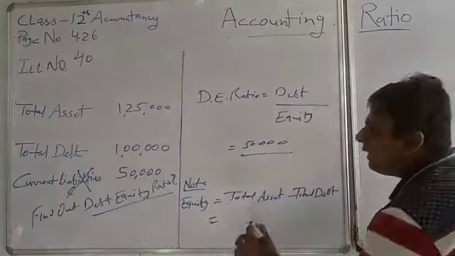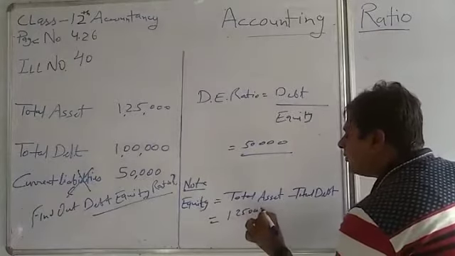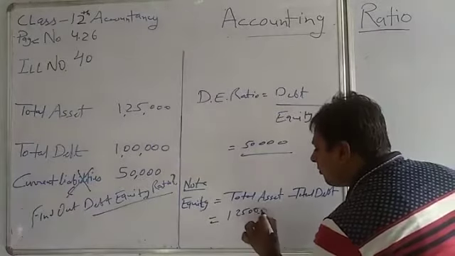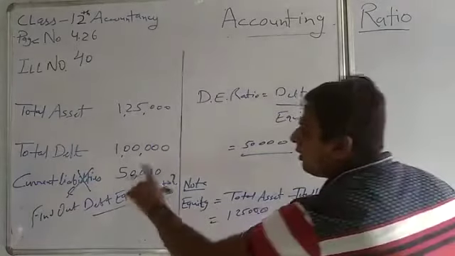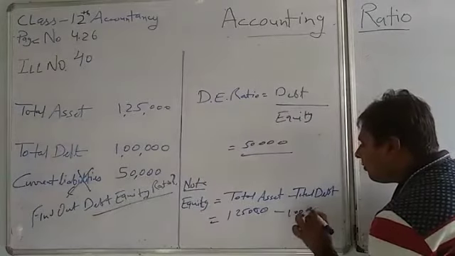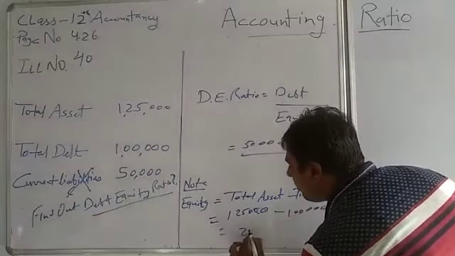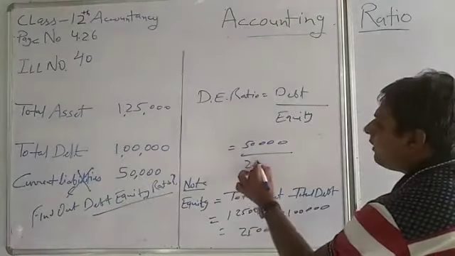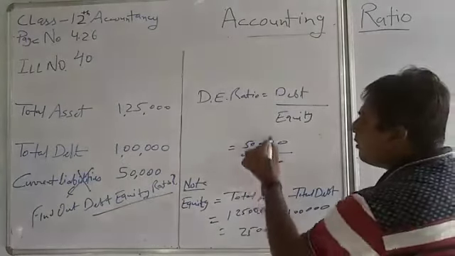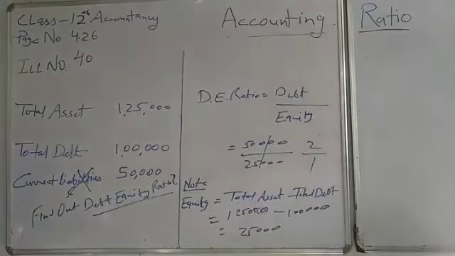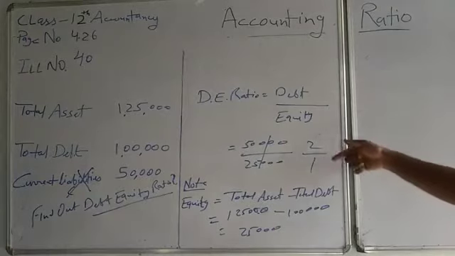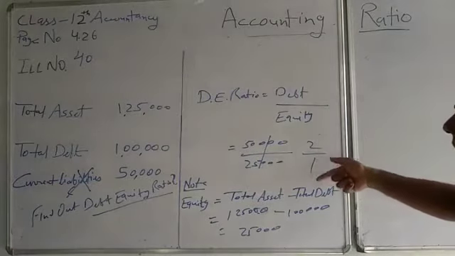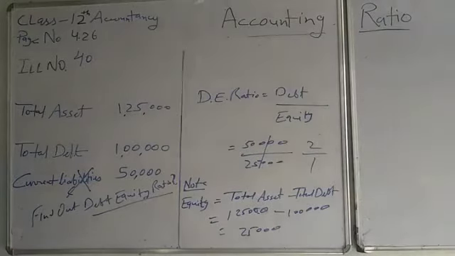Okay, so total asset is 1,25,000. Total debt is 1 lakh. So 25,000 equity. So it will be 2:1. Our debt equity ratio is 2:1. That means our debt is twice than our equity. Interpretation.